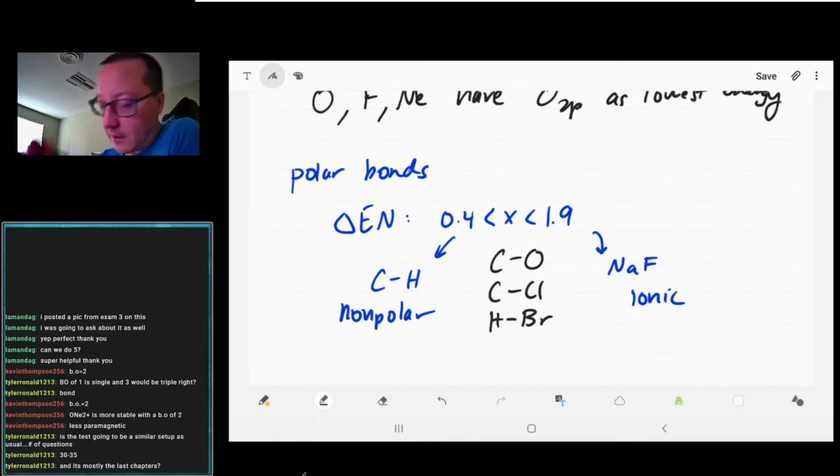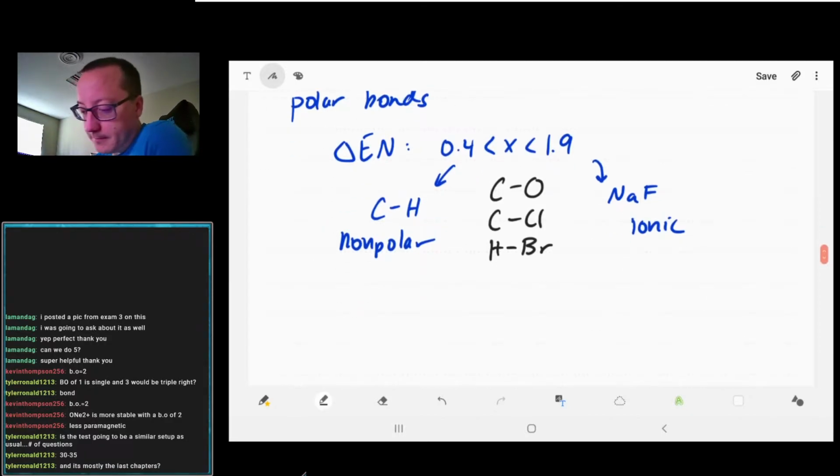If we want to take a look at these, I think I gave you an electronegativity table maybe in Discord. Let's see, van der Waals constants, vapor pressure, bond enthalpy. I did not give you an electronegativity table, but that's okay.